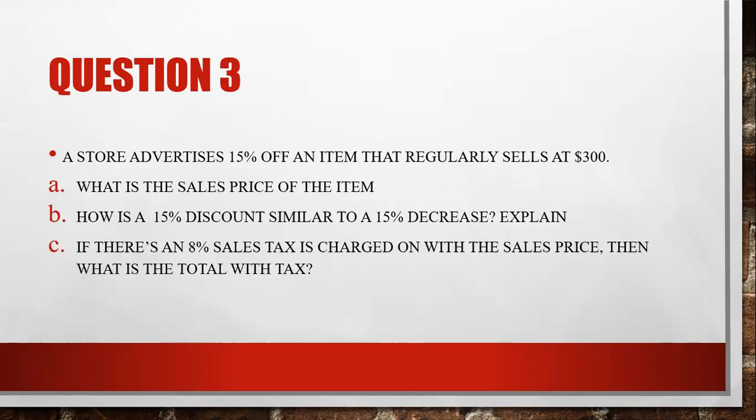Question number 3. This question has 3 parts. Make sure you answer it in its entirety. A store advertises 15% off an item that regularly sells at $300. A. What is the sales price of the item? B. How is a 15% discount similar to a 15% decrease? Please explain your answer. And C. If there's an 8% sales tax that is charged on with the sales price, then what is the total with the tax?